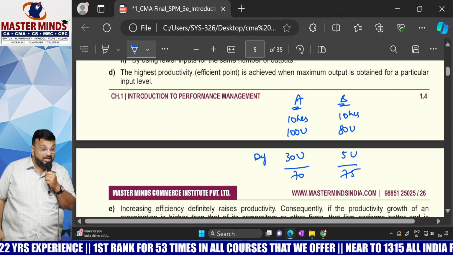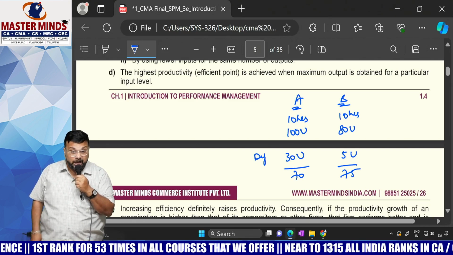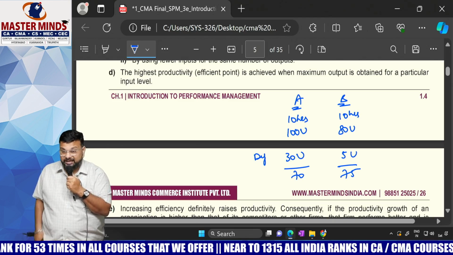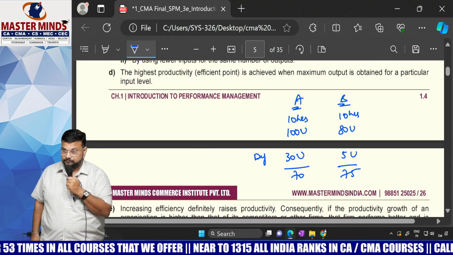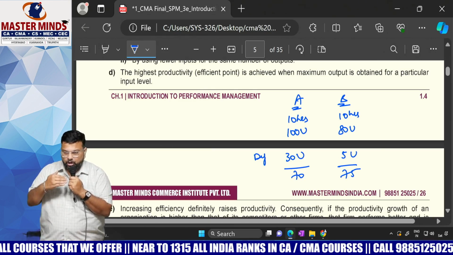Employees will neglect the quality. That's why, rather than focusing on productivity, they focus on efficiency. For defining efficiency, what should management do, Nana? They should define standard output. And they will compare the actual output with standard output.